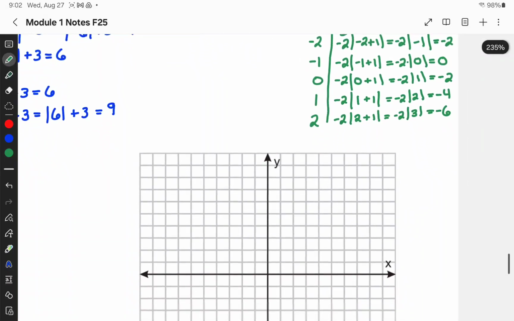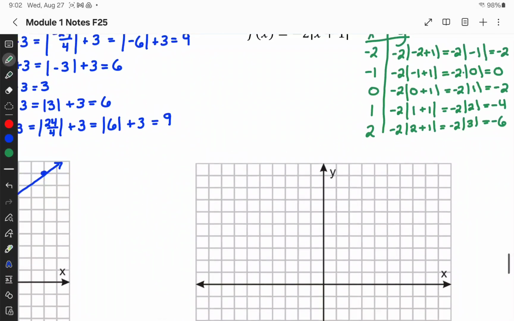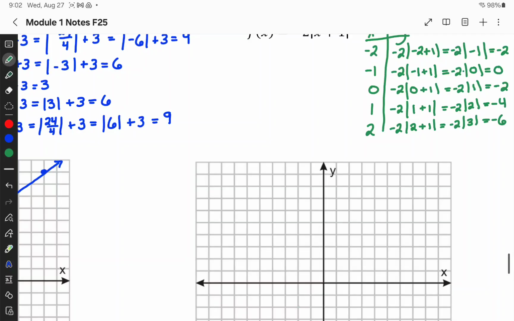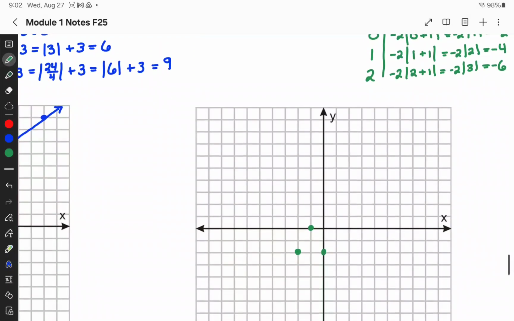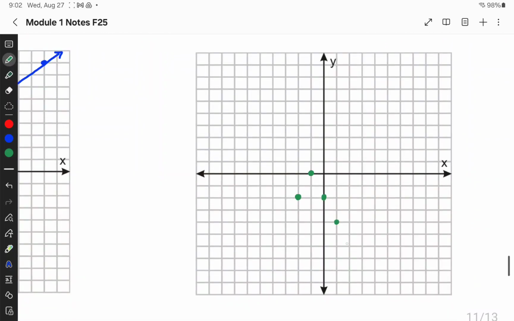So it looks like my first point that I came up with was at negative 2 comma negative 2. So that's going to be this point right here on my graph. Next was negative 1 comma 0. So that's going to be this point here. Next, I had 0, which came out to be negative 2. So that's going to be this point right here. At 1, I have negative 4, which would be right here. And last, I have 2 comma negative 6, which would be this point right here.